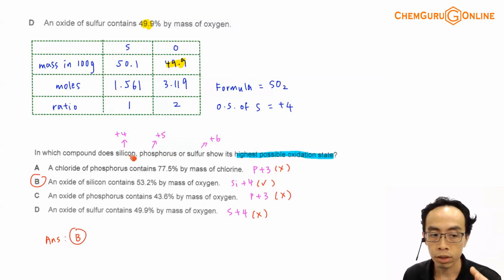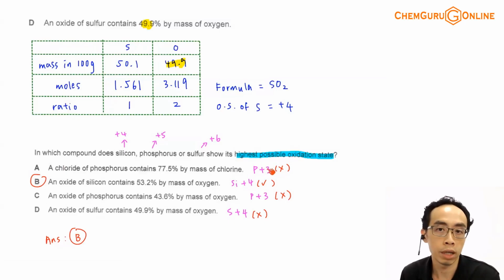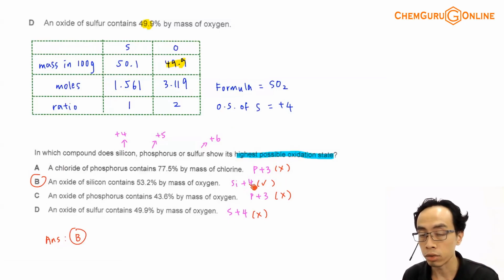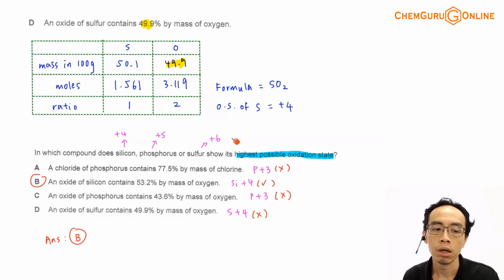All right. So if I consider A, the oxidation state for phosphorus is +3. Actually, it is not the highest possible. It can go up to +5. So A is not true. B is my answer. Silicon oxidation state is +4, the highest possible oxidation state. C, phosphorus oxidation state is +3, but it should be able to go up to +5. And then D, your sulfur oxidation state is +4, but sulfur can go up to +6. So this question is a little bit tedious, but not super difficult. Answer to this question will be option B.